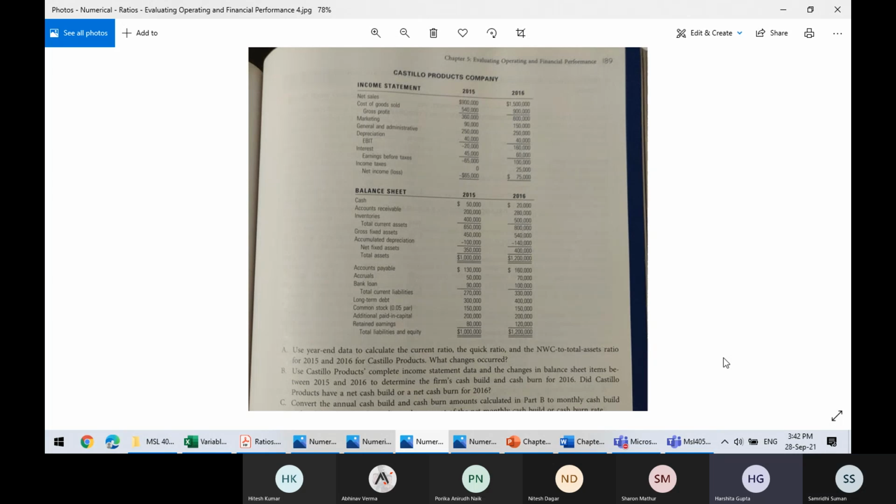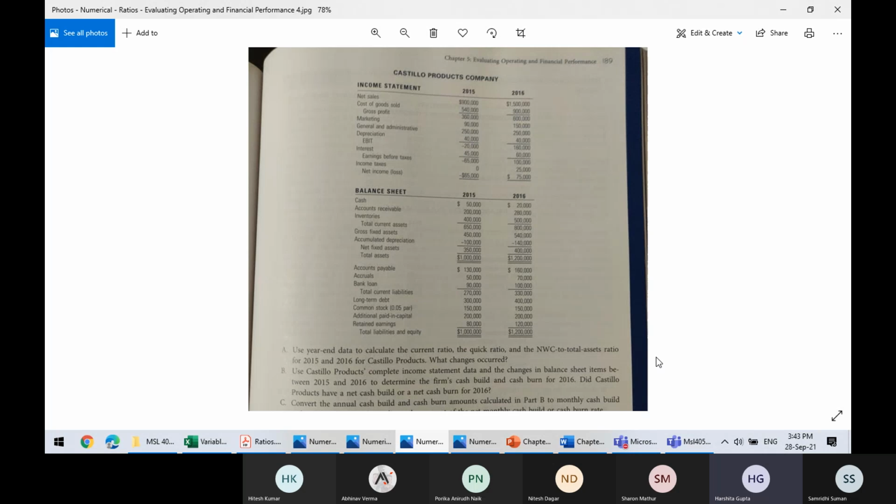Can anyone tell me the formula for the net profit margin ratio? Net profit by sales revenue. Yes, perfect. Net profit divided by net sales. Great, so that's how we'll calculate the net profit margin ratio.